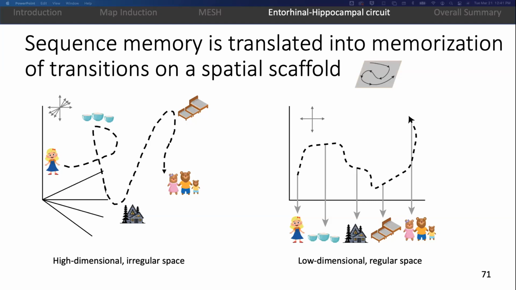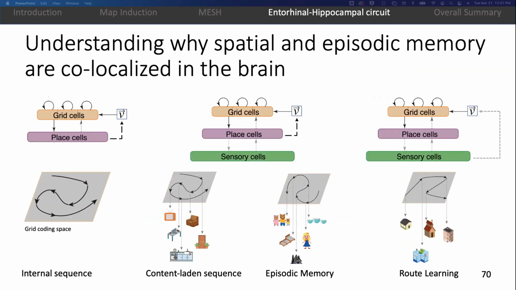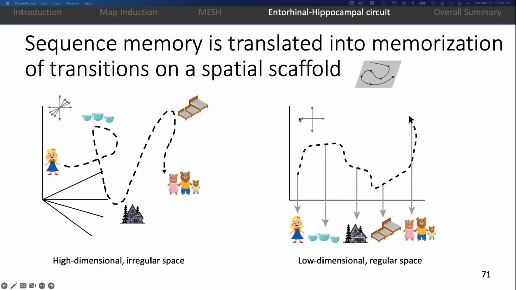The key conceptual insight you should take from here is that we have translated sequence memory into memorization of transitions on a spatial scaffold. Instead of learning this high-dimensional irregular space, we have learned a low-dimensional regular space, right? And we are learning these mappings to actions in a low-dimensional space. You can imagine that, instead of having a recurrent connection here on sensory cells, which would be a high-dimensional mapping to a high-dimensional mapping, we have this very small low-dimensional mapping, which maps place cells to maybe a 3-dimensional action space.